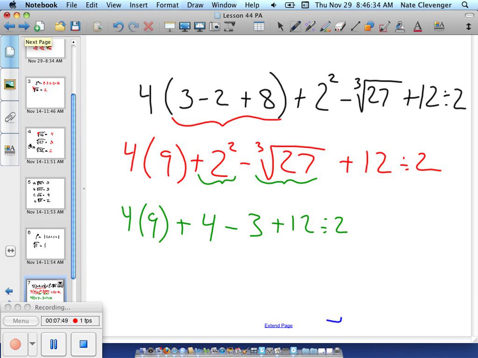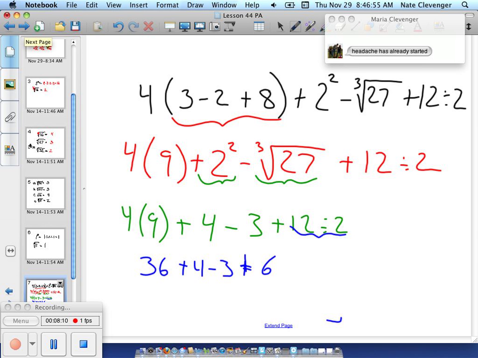Now we have multiplication and division we need to take care of. 36. So 36 plus 4 minus 3 plus 12 divided by 2 is 6. Now just work left to right. Do not add these and then subtract them.